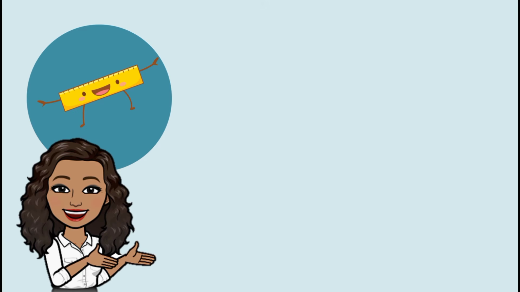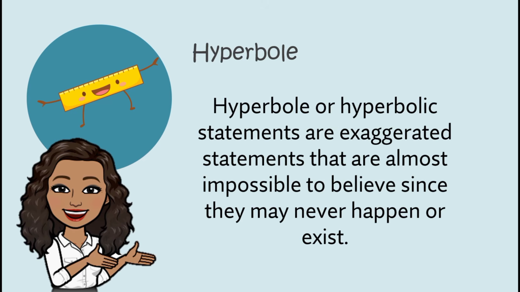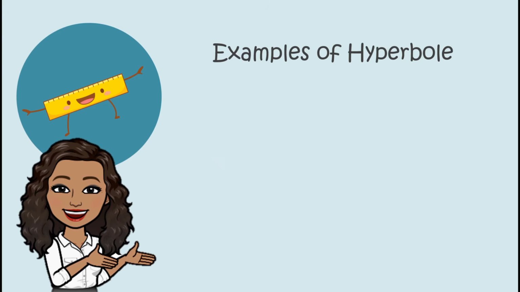Now let us go to our main topic, which is hyperbole and irony. Hyperbole and irony are both figures of speech which are among the most common ones, just like metaphor, simile, and personification. Now let us define hyperbole. Hyperbole or hyperbolic statements are exaggerated statements that are almost impossible to believe since they may never exist in real life. Here are some examples.